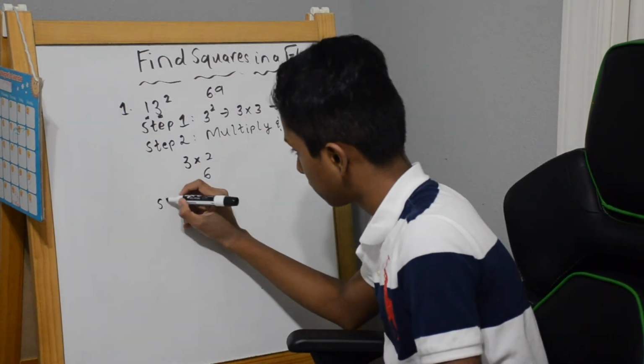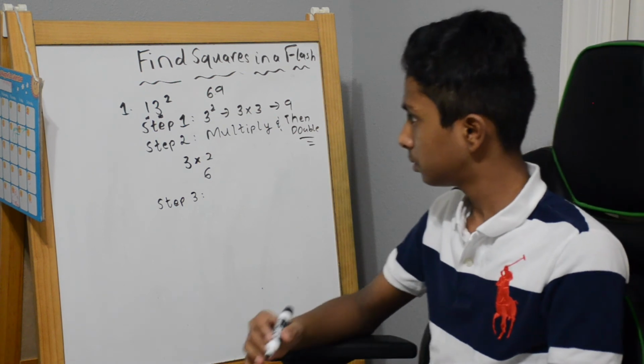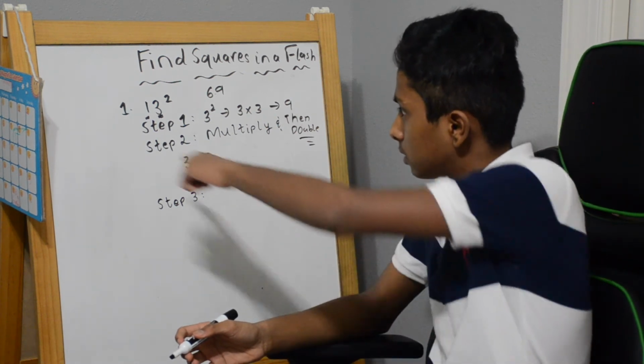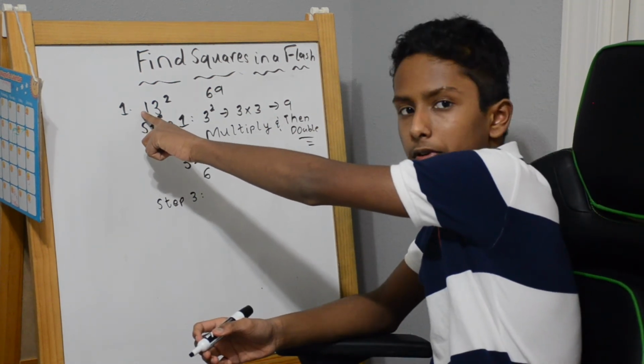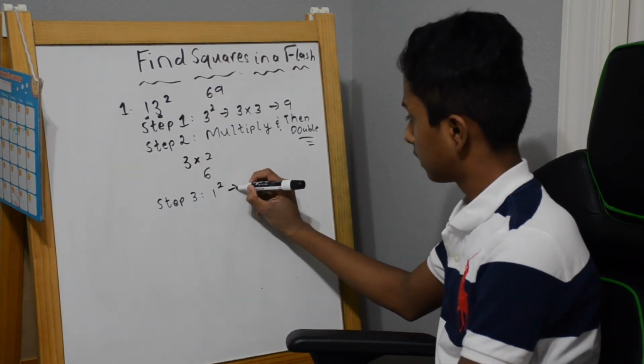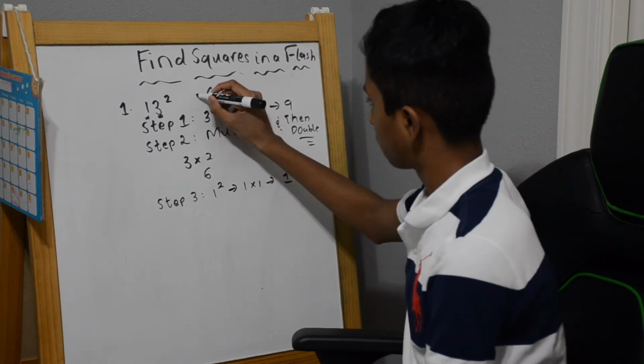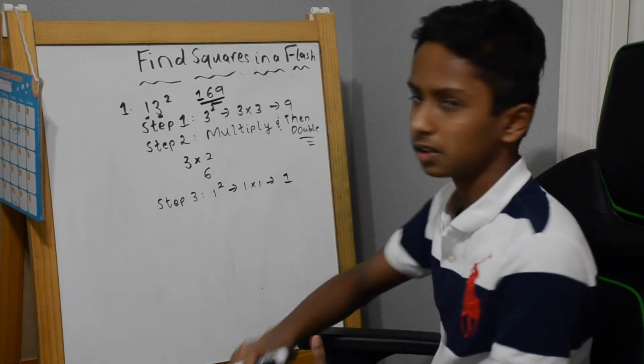Now what is step 3? Step 3 is to find the square of this number, and that is 1. That's 1 squared. That is 1 times 1, which is 1. Your final answer is 169.